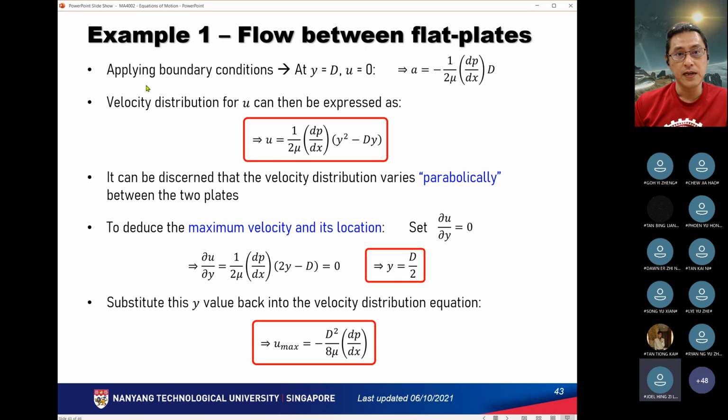So rinse and repeat. Let's apply another boundary condition because you've got two unknowns. Then you have to come up with two boundary conditions to solve the two unknowns. The second boundary condition we're going to apply is that when y equals d, that means at the other plate, the top plate, u is actually equal to 0 as well. And we can work out that a, this constant of integration, is nothing but minus 1 over 2 mu into dp by dx times d.